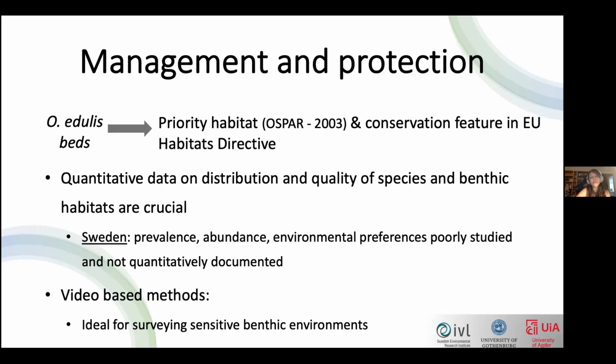So because of the important role that oysters play in marine ecosystems, they have been identified as priority habitats since 2003 by the Oslo Paris Commission. In order to manage and protect these habitats, you need quantitative data on the distribution and the quality of species in benthic habitats. And even though it is known that they can have dense populations in some Swedish parts, the prevalence, abundance, and environmental preferences are not that well studied or that well documented.